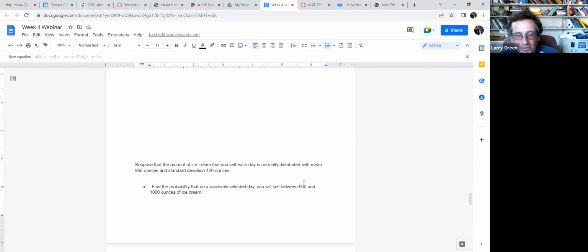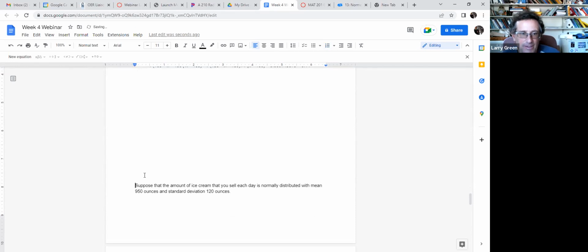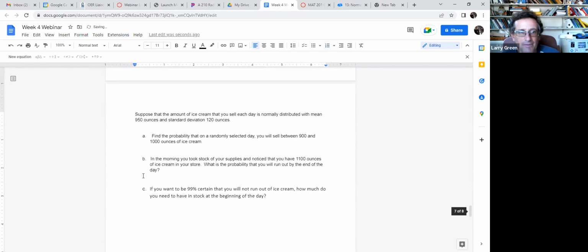Okay. There's one more example I want to do. Application example. Suppose that the amount of ice cream that you sell, so let's say that you have an ice cream store, and the amount of ice cream that you sell each day is normally distributed with mean 950 ounces and standard deviation 120 ounces. Is that clear?